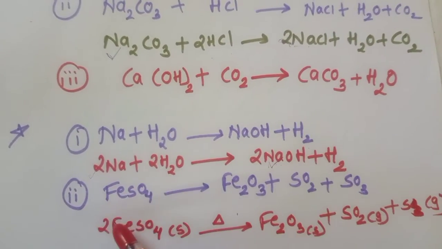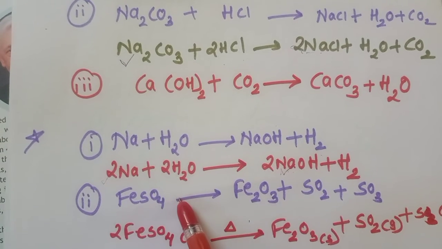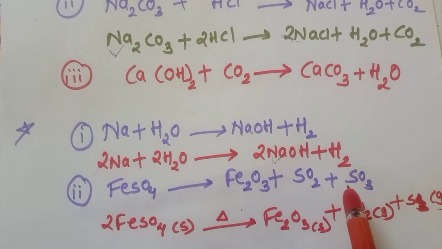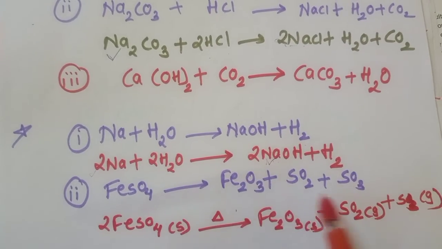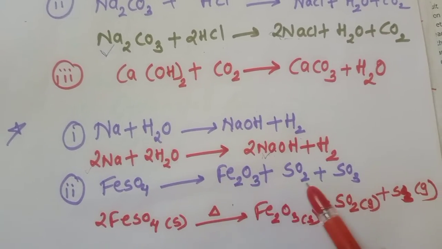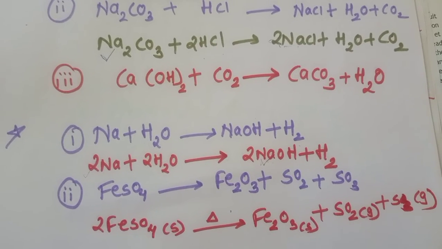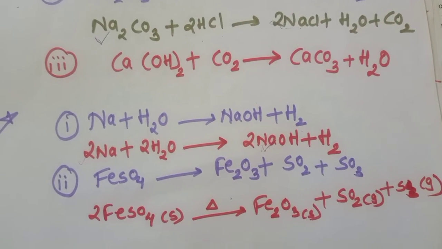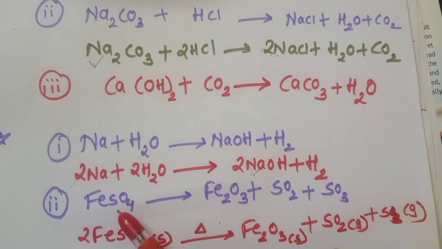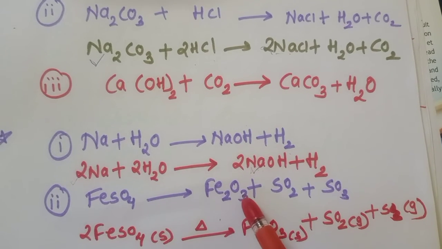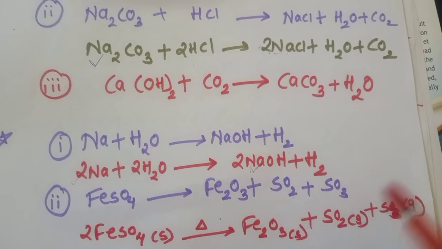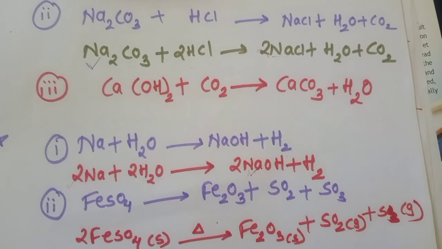So let us see the second example. FeSO4 gives Fe2O3 plus sulfur dioxide and sulfur trioxide. So let us check whether the atoms of the elements on LHS and RHS are balanced. For the maximum number of atoms, I think we can start with oxygen. Okay, so see, oxygen here on LHS we are having 4. Here on RHS 3 plus 2, 5. 5 plus 3, 8. So here you need 4 more to balance it.